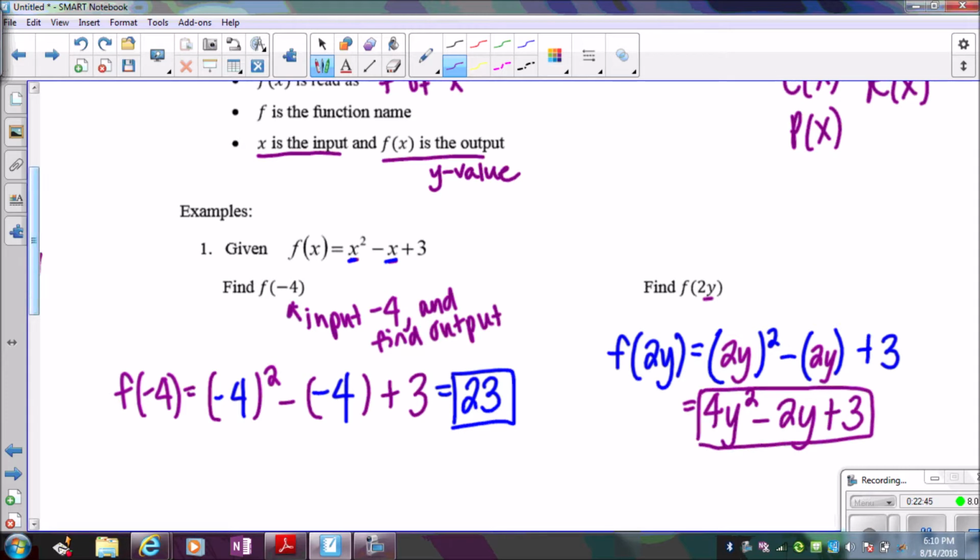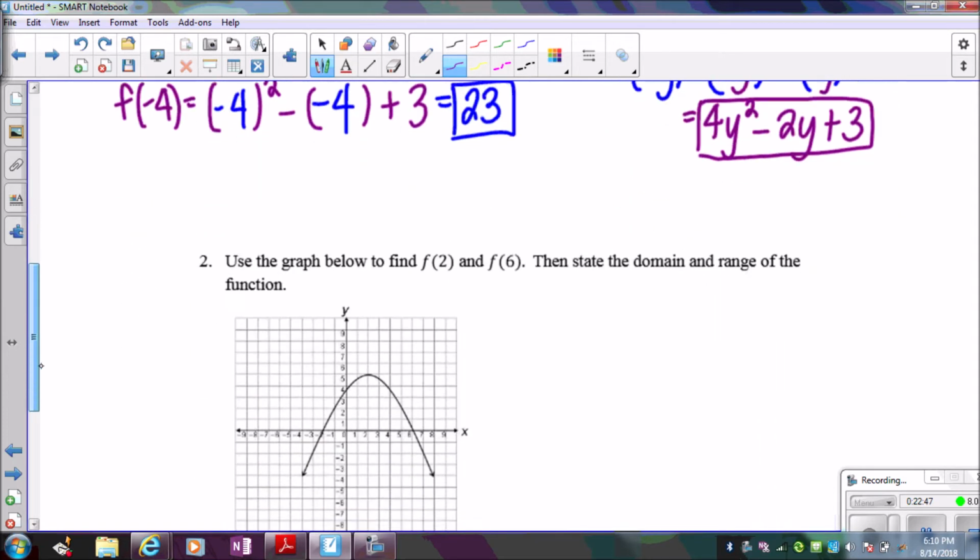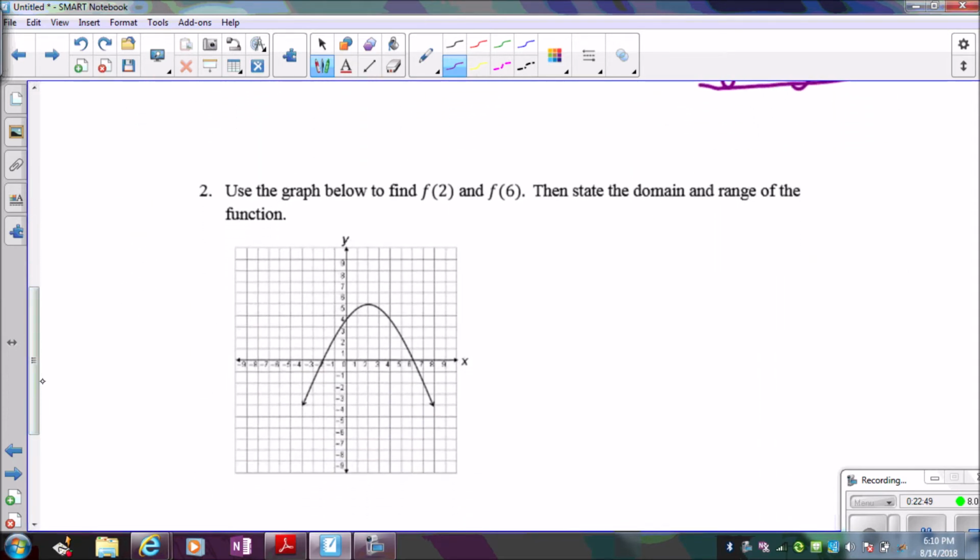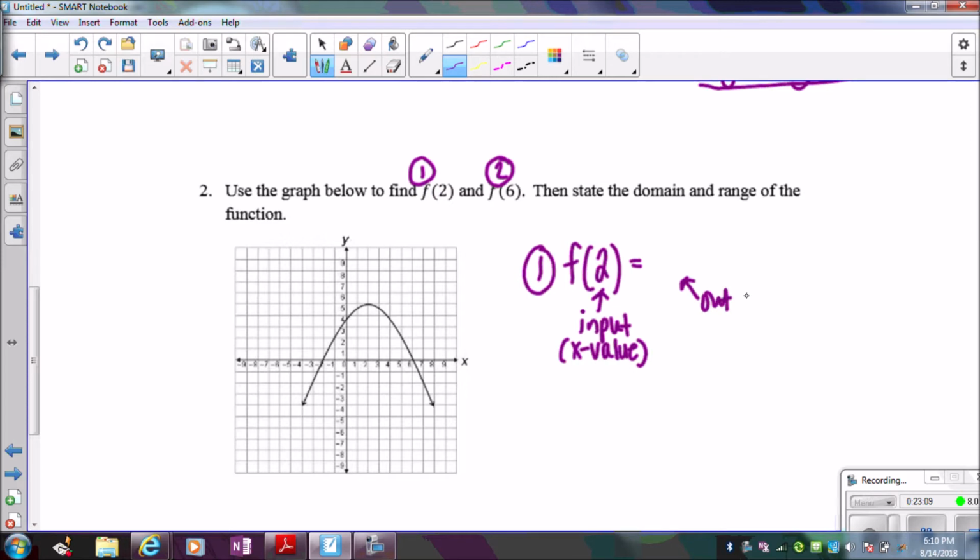And then the last thing is looking at inputs from a graph. So again, this all means the same thing. So we have two examples here. We're going to use the graph to do this. So f of 2 is what we're going to find. So what that means is 2 is the input, or the x value. You want to find the output, or the y value associated with it.